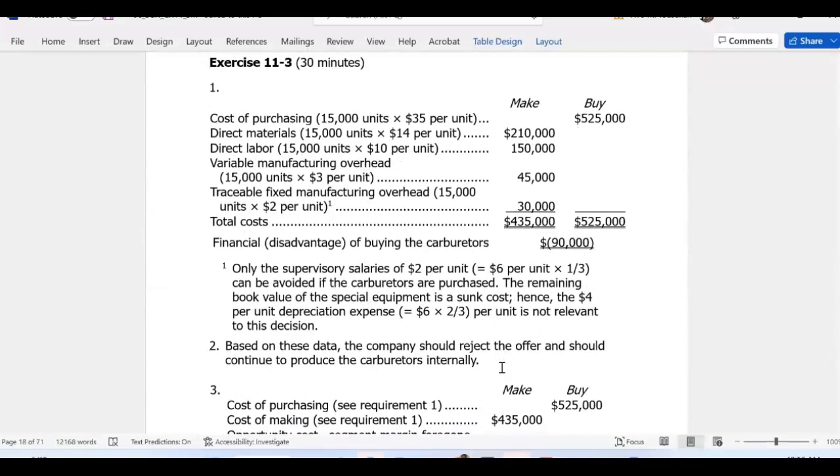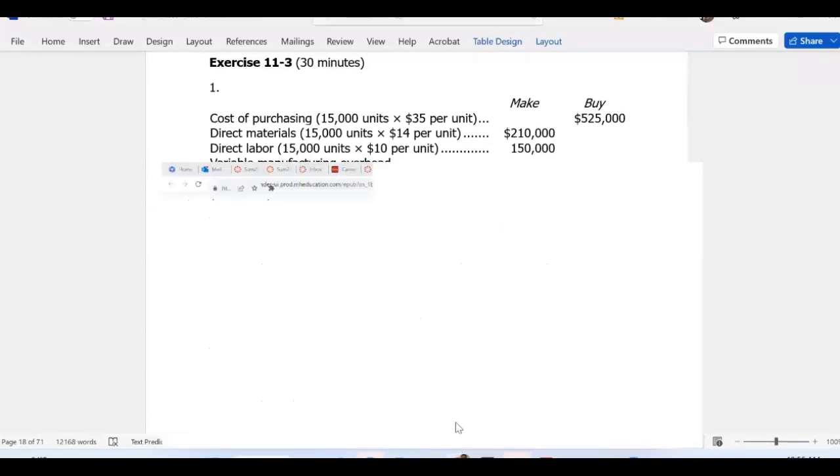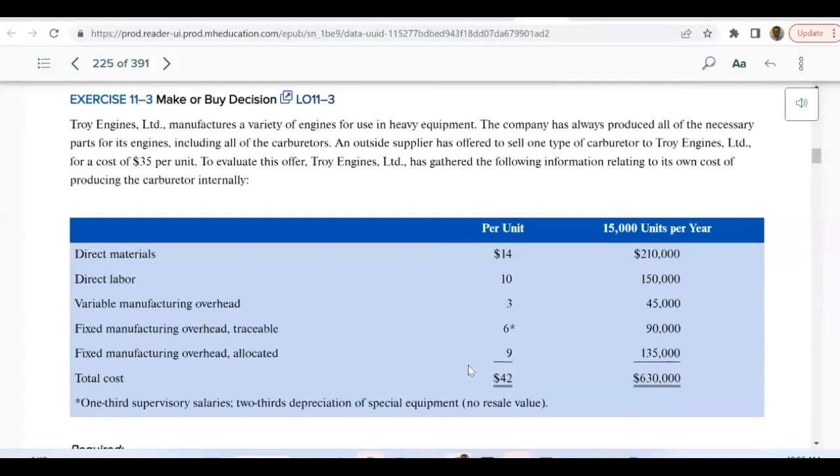So number 3, it's a buy and make decision. It's going to be a good problem. So let's look at number 3. The company manufactures a variety of engines for use in heavy equipment. The company has always produced all the necessary parts for its engines, including all of the carburetors. An outside supplier has offered to sell one type of carburetor to Troy for a cost of just $35. To evaluate this offer, Troy has gathered the following information relating to its own cost of producing the carburetor internally.